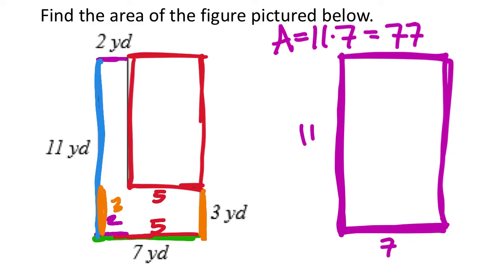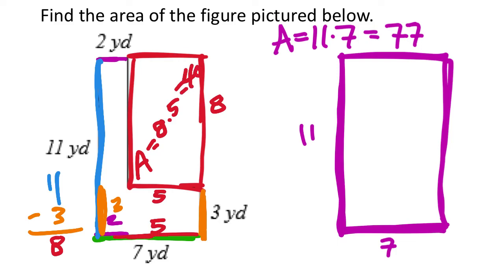And to solve for the red there, I take the 11 yards and subtract the 3 off the side. And that would tell me the other dimension. 11 minus 3 is 8. So the red rectangle here is 8 by 5. And again, I need to find the area of this rectangle here, which is 8 times 5. That's 40 square yards. So to solve for the total area of the original shape, I would take the area of the purple and the area of the red. Purple is 77 square yards. Red is 40 square yards. And all I'm going to do is subtract these.